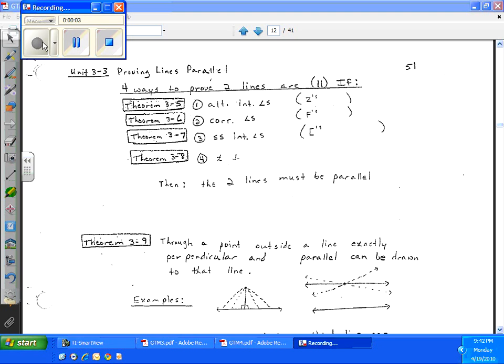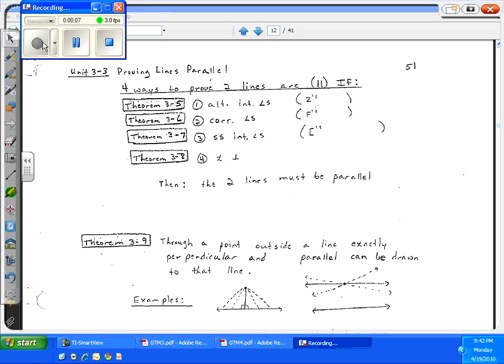Unit 3.3 is proving lines parallel. The way we prove that two lines are parallel is by proving the properties of parallel lines. The properties of parallel lines were: if two lines are parallel, then alternate interior angles are equal.